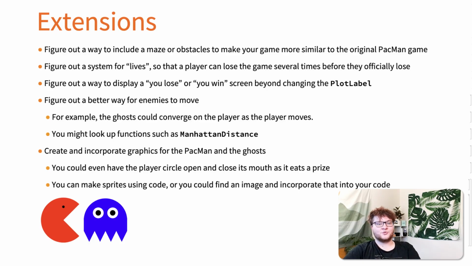You could change it so that they converge on the player as the player moves. So you might want to look up functions like Manhattan distance to do that. You could also create and incorporate graphics for Pac-Man and the ghosts. You could even have the player circle open and close its mouth as it eats a prize, or face in a different direction as it's moving. Ideally, you would make these sprites using code, but you can also find an image and incorporate that into your code, although that will be quite complicated with the graphics system as it's no longer a graphics object.